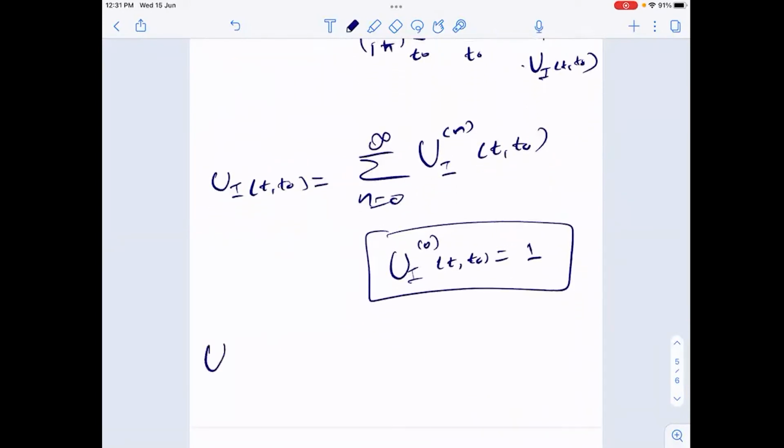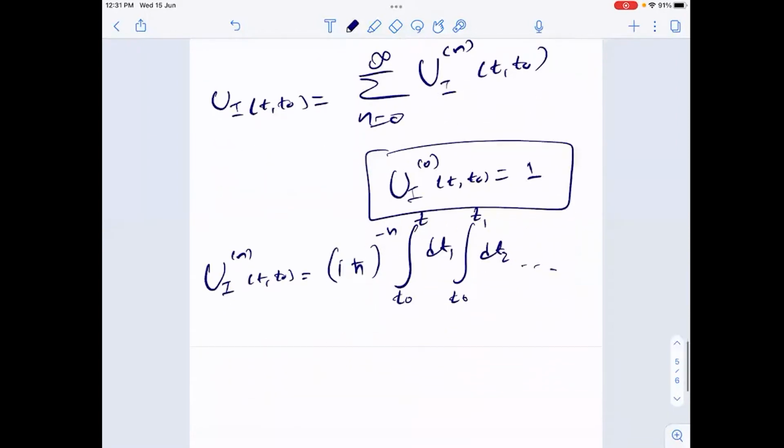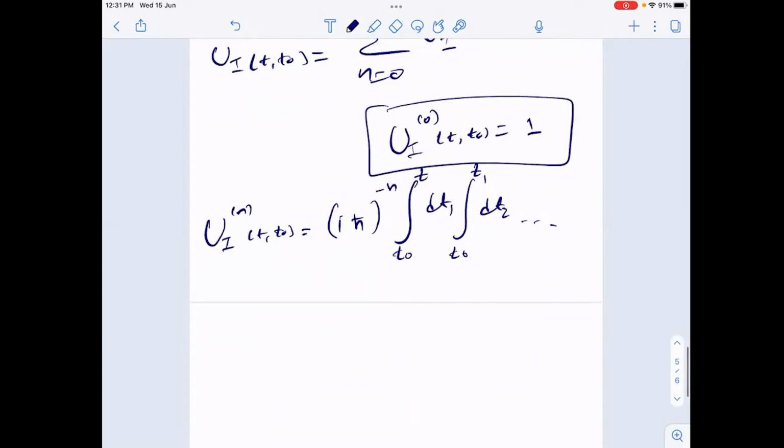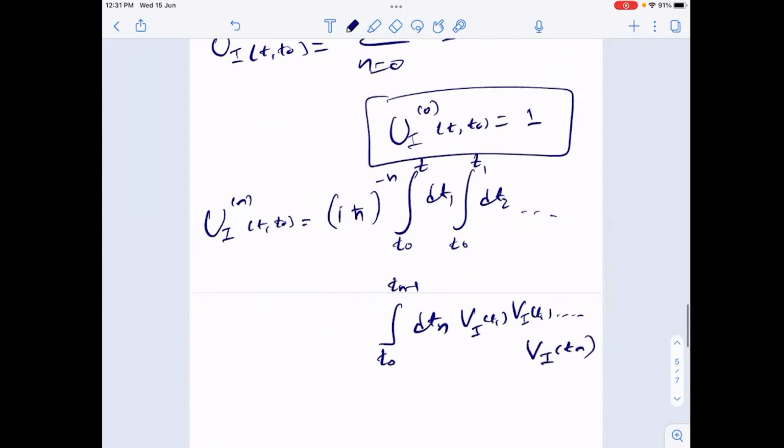So UI T T0 will be (1 upon iħ) to the power n, integral T0 to T dT1 integral T0 to T1 dT2 and so on, up to the nth term. We can go to infinite terms, but we terminate at some term here. So in the generic term, I will write it up to T(n-1) dTn, VI T1 VI T2 and so on up to VI Tn. Is it clear?